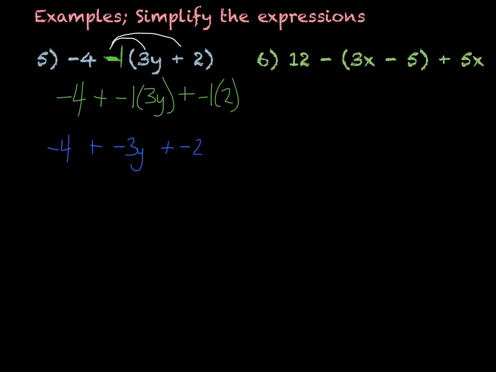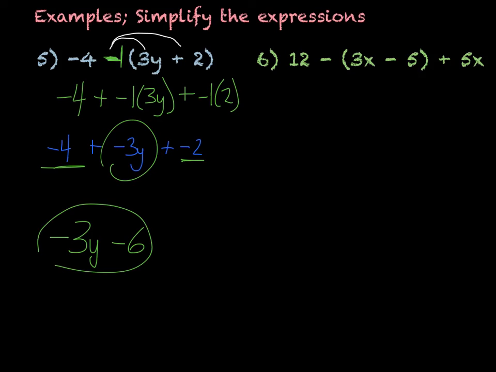Now when I simplify this one, put my negative 2 and my negative 4 together, and my negative 3y is first. So negative 3y, and then negative 4 minus 2 is a negative 6. So that is your final answer. And for example 6, same thing. I'm going to make that a negative 1, and then I'm going to distribute that negative 1 in.